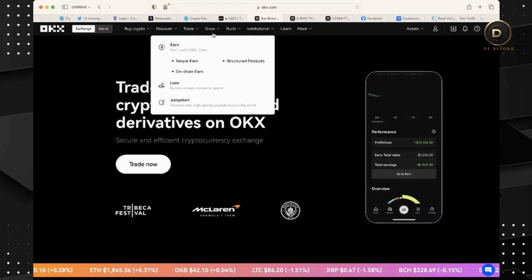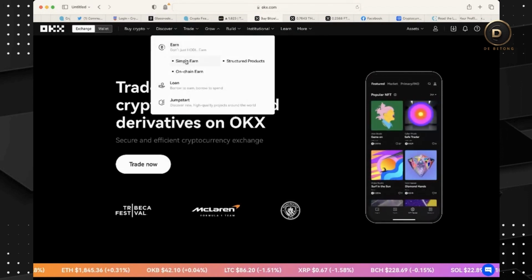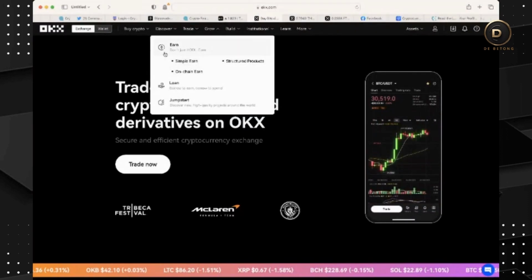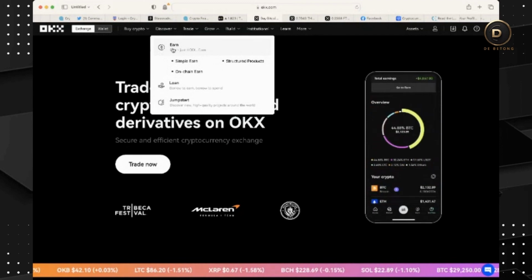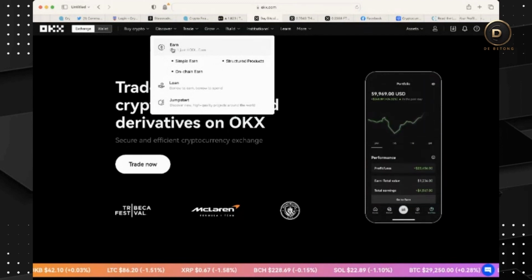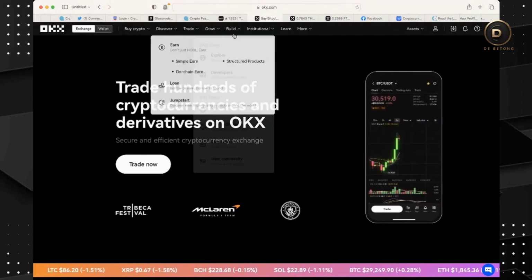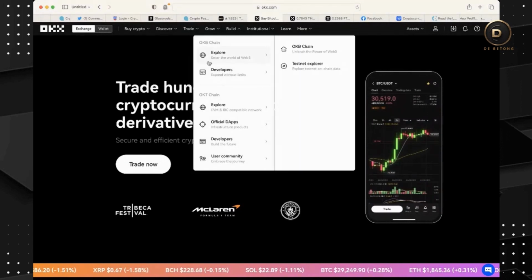Then this area, like earn, simple earn, structured product, on-chain earn. So you can farm your tokens. We call it staking, liquidity farming. So you can do that here with OKX, as with Bybit.